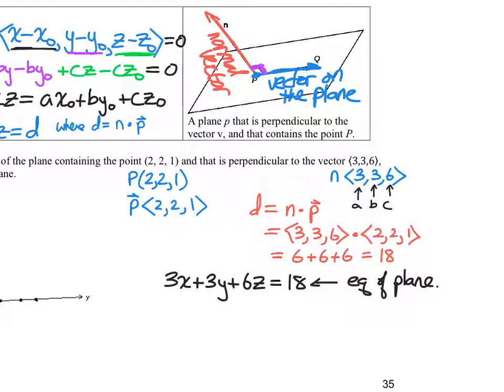So, x-intercept, you get that by letting y and z equal 0. 3x plus 3 times 0 plus 6 times 0 is equal to 18. You wouldn't have to show that work. You could just write 3x is equal to 18, getting x equal to 6.